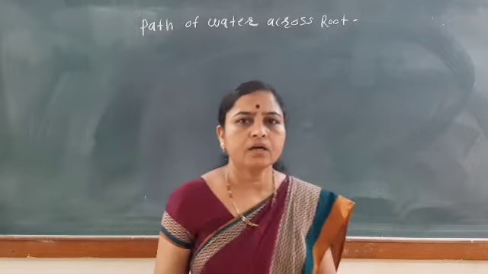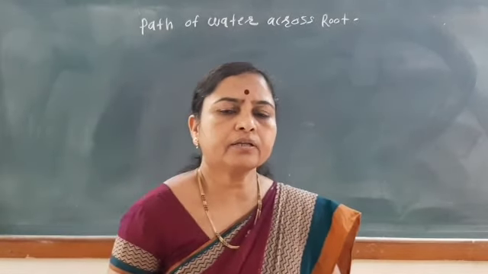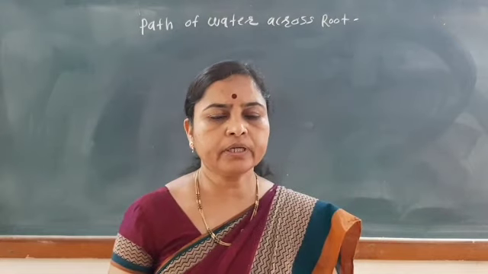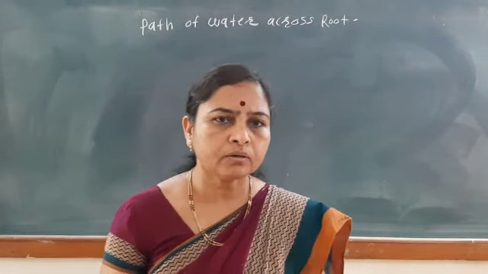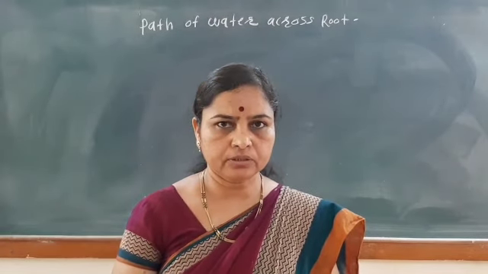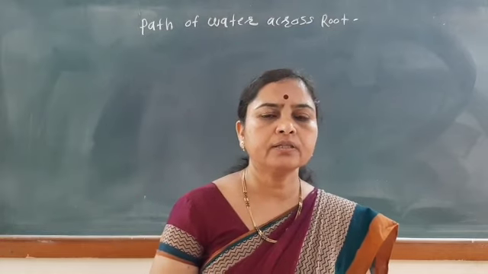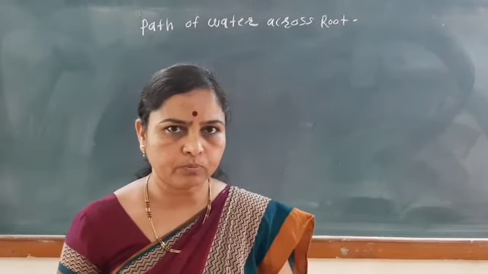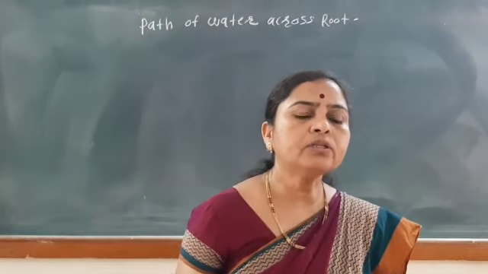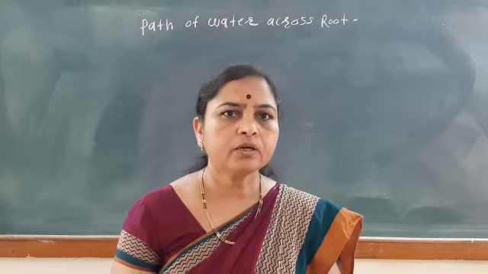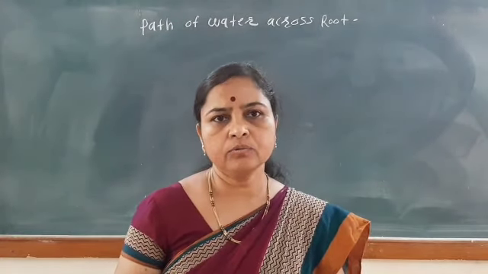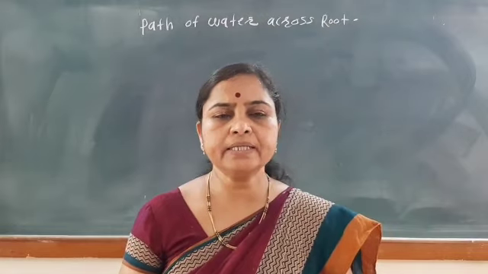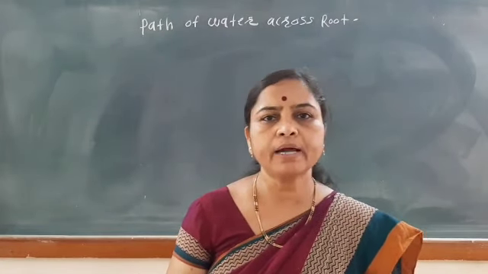In the last few lectures we have seen that water is mainly absorbed in plants through the root hairs. In the root tip there is the absorption region, where many root hairs are present, and through these root hairs the water is absorbed. This water comes from the rhizosphere around the root hair, and it is mainly the capillary water of the soil that is absorbed by plants.